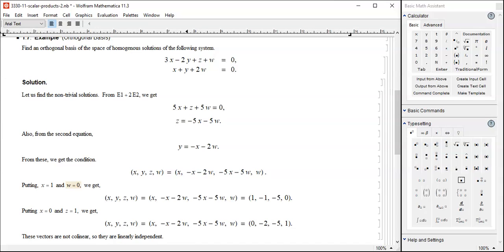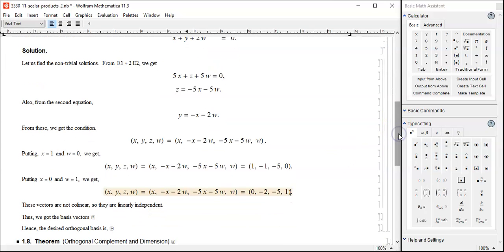So plug in x equals 1 and w equals 0. Then okay, this is what we get. And put x equal to 0 and w equal to 1. We get this vector. I could have plugged in other values, but well, 1, 0, 0, 1, those are rather generic choice. So in any case, we got 2 vectors, this one and that one. And they're not collinear, so clearly they are linearly independent.